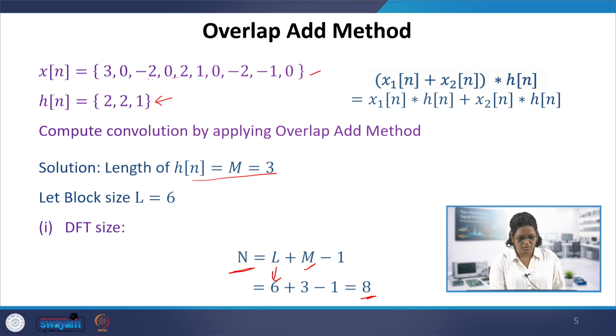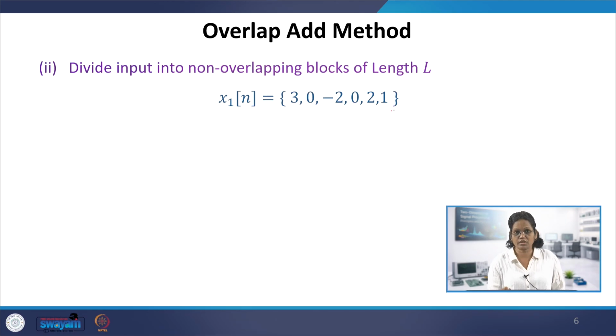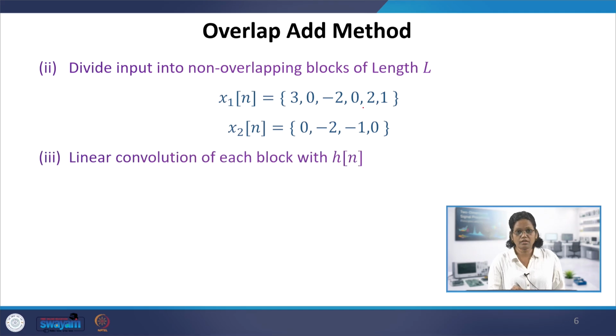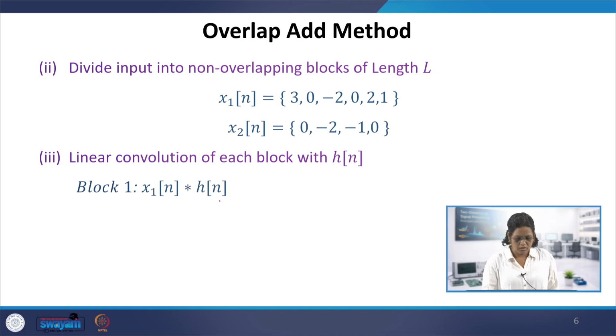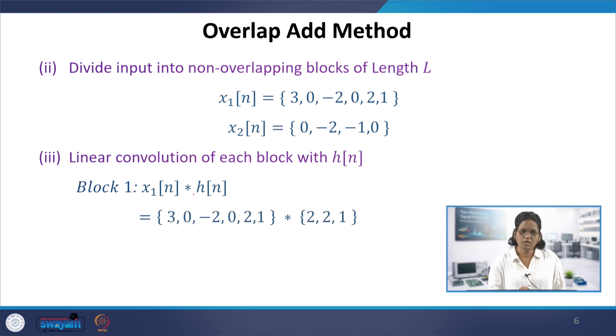So now we are going to segment this X into L segments. What we get is the first 6 points of it, that is 3 0 minus 2 0 2 1. The second sequence is 0 minus 2 minus 1 and 0. So for the second sequence, from X only we have taken X1 and X2, and the linear convolution of each block with h of n. So what would result from X1 convolving with h of n, that is linear convolution, which we know how to perform. We had seen it already in 1D linear convolution.